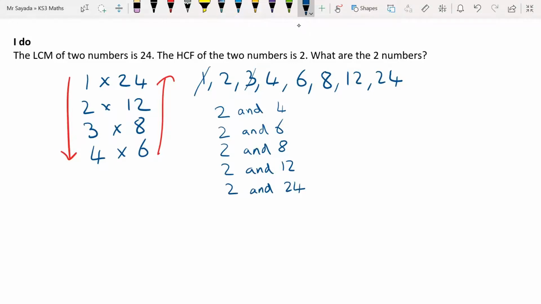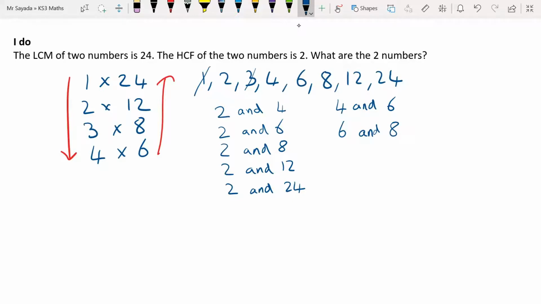In terms of other numbers, 4 and 6 will work because 4 and 6 will have a highest common factor of 2. But 4 and any of the other numbers won't work because the highest common factor of 4 and 8 or 4 and 12 or 4 and 24 will be 4. Moving up to 6, 6 and 8 would work because 6 and 8 would have a highest common factor of 2, but 6 and 12 and 6 and 24 would have a highest common factor of 6.